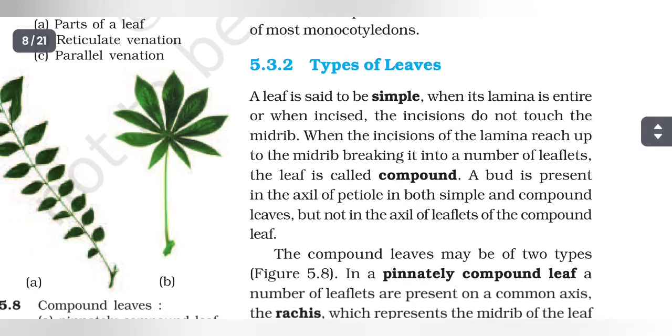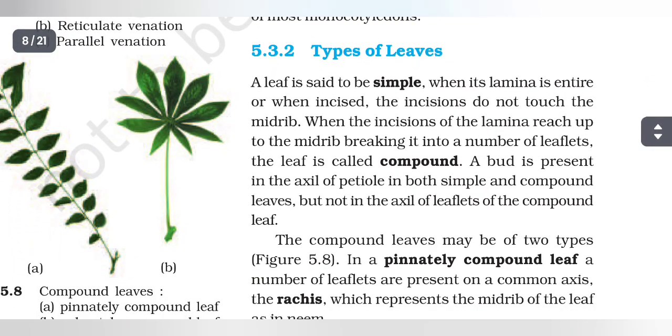Types of leaves. A leaf is said to be simple when its lamina is entire or when incised. The incisions do not touch the midrib. When the incisions of the lamina reach up to the midrib, breaking it into a number of leaflets, the leaf is called compound. A bud is present in the axil of the petiole in both simple and compound leaves, but not in the axil of leaflets of the compound leaf. The compound leaves may be of two types.